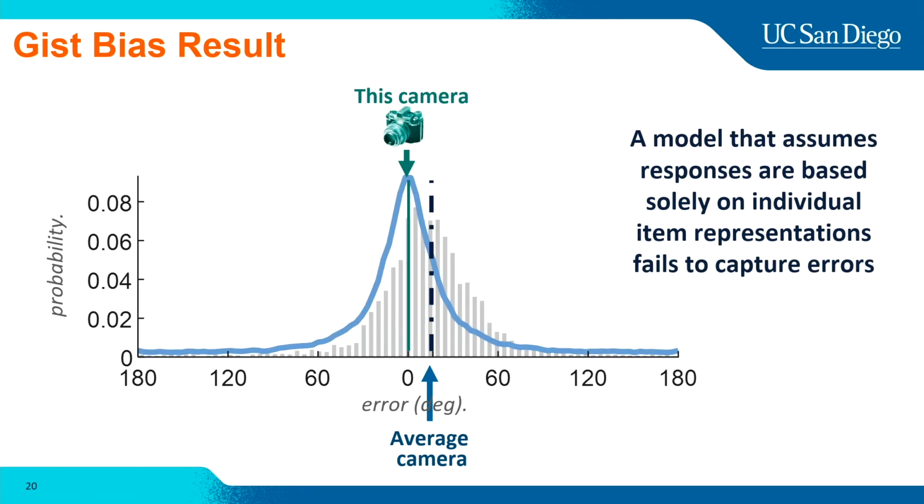So you can see this shift and skew more clearly if we just assume there's no bias. So we just fit the standard TCC model to it, so people simply report on individual item memory. As you can see, the model failed to capture the error. Next, I will break this down by offset condition.